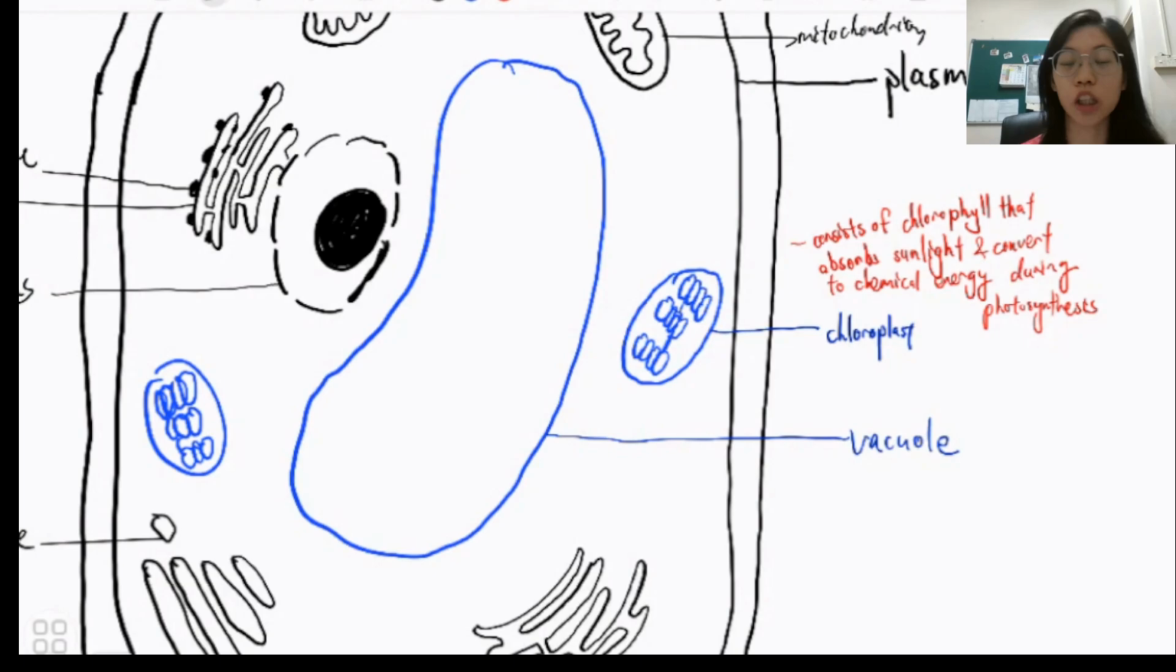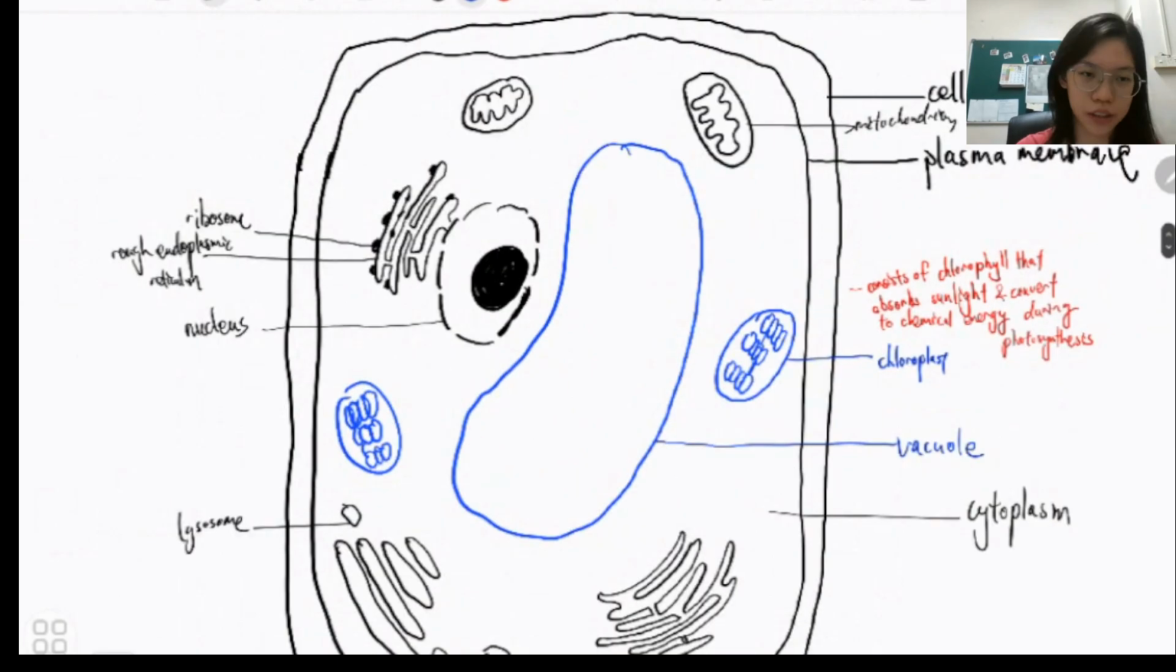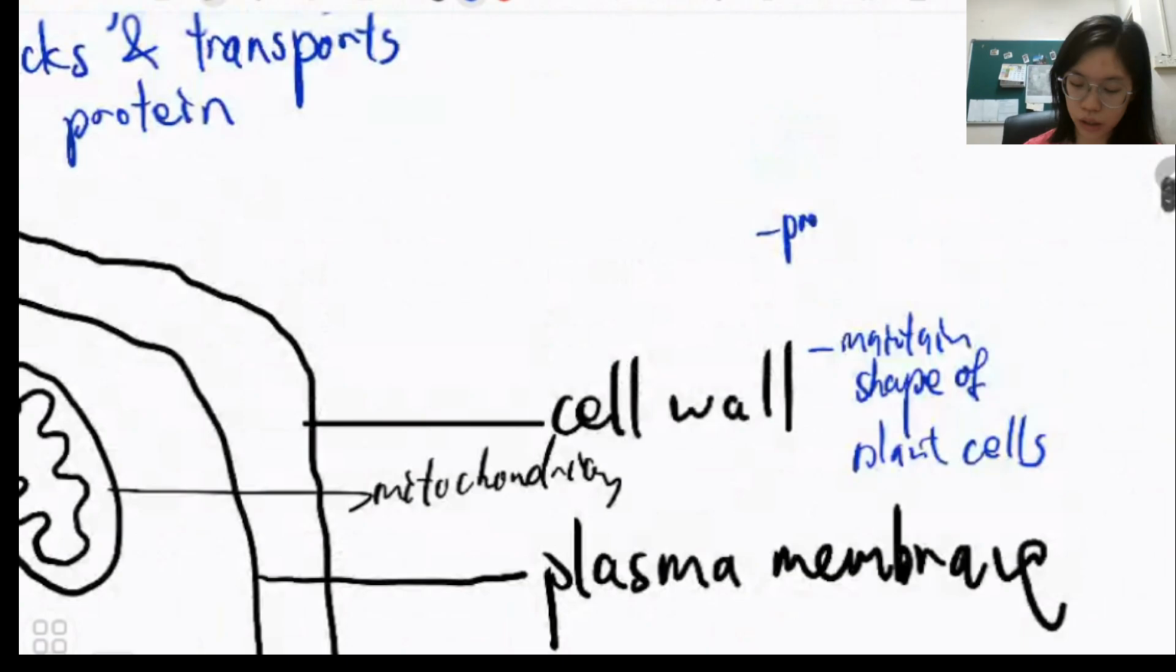And last but not least, our jelly-like medium, which you call cytoplasm, which is also present in both animal cell and plant cell, is the medium whereby biochemical reactions occur inside the cell. So that's all. And for the cell wall, the cell wall is the one that maintains the regular shape of the cell. So it maintains the shape of your plant cell. And it also provides mechanical support to the plant cell.